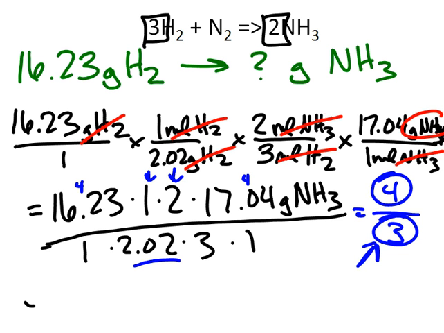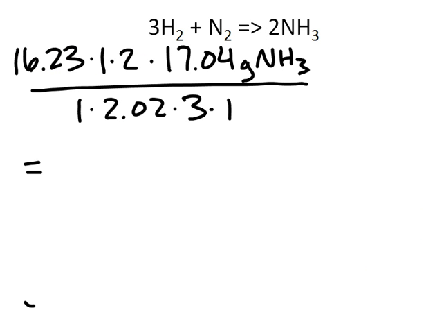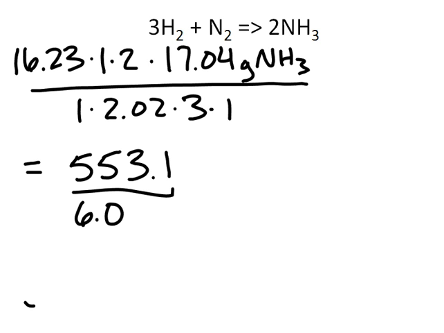Okay, because the slide's so small, I'm going to delete everything. So make sure you have this written down. Okay, now that that's rewritten, I'm going to go calculate real quick. 16.23 times 1 times 2 times 17.04. I'm going to end up with 4 sig figs, 553.1.